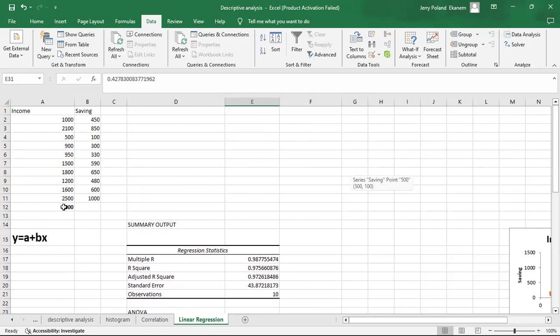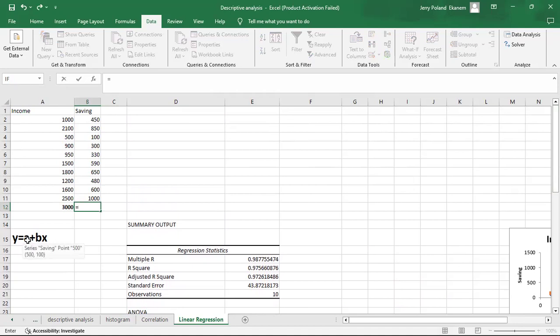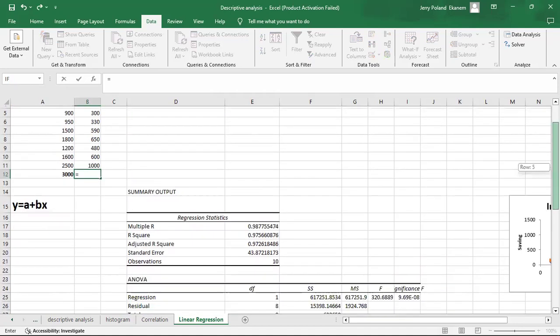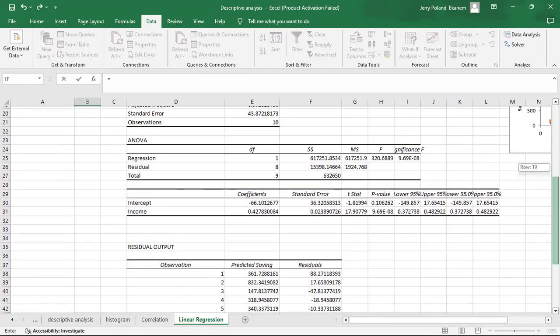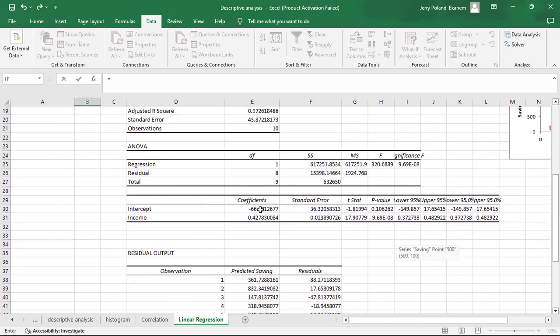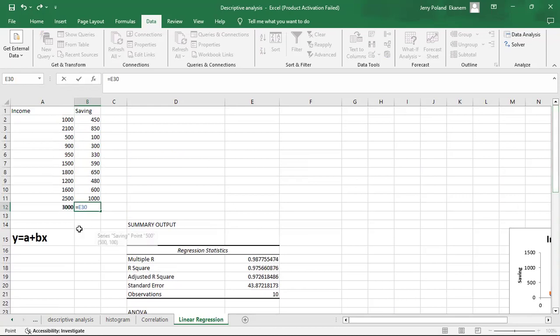X is going to be the 3,000 here, which we're going to be plotting into the equation. So let's do that real quick and see how that's going to work for us. So we say equals to, looking at this formula, we have a. So what is our a? We move down here immediately and say, okay, our a is the intercept, and we select that. A plus bx, right?